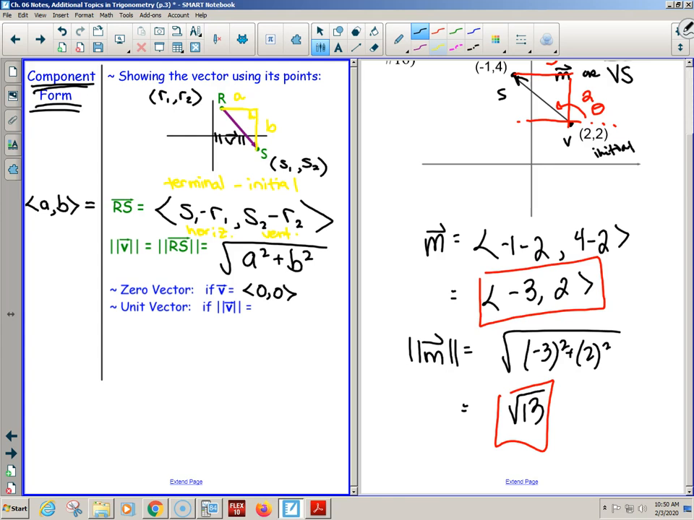But a unit vector is one whose magnitude is 1. Now, let me just do a couple examples of unit vector. Just try to develop that for a bit. Question. What would be the magnitude of this guy?